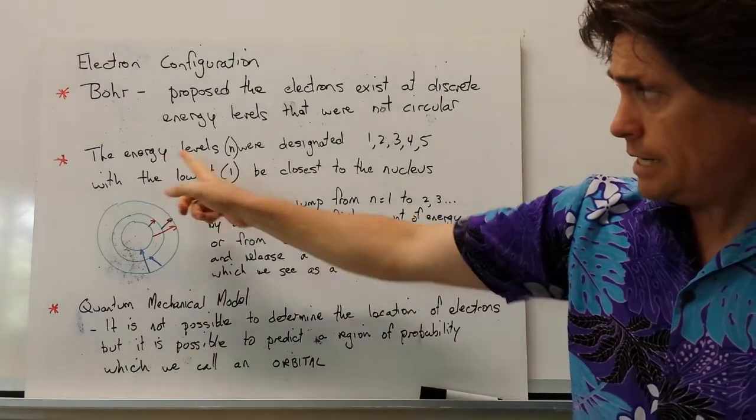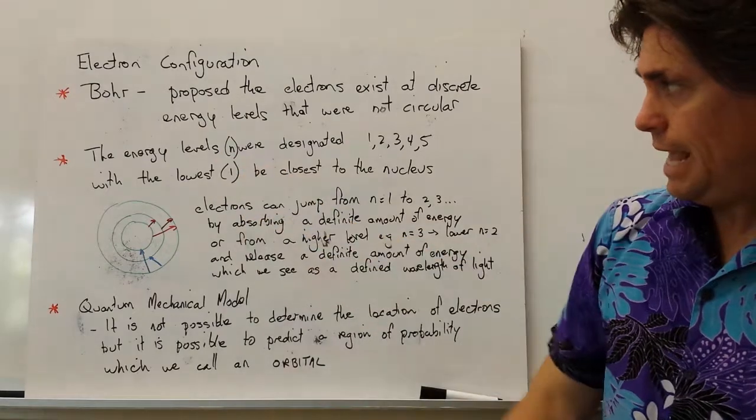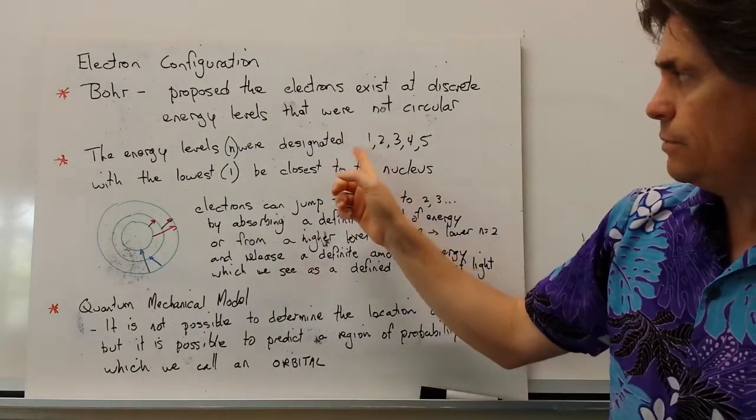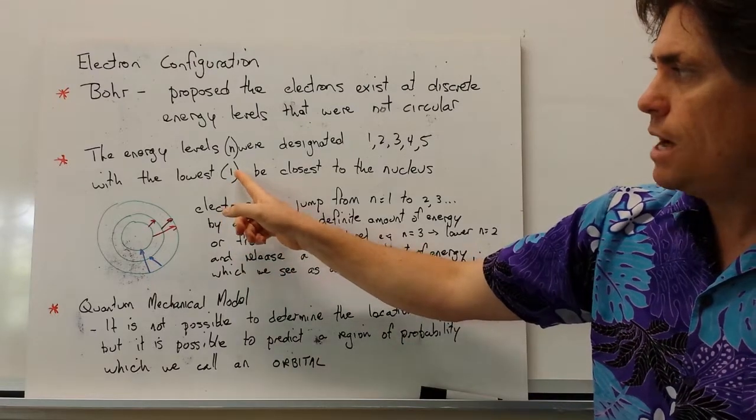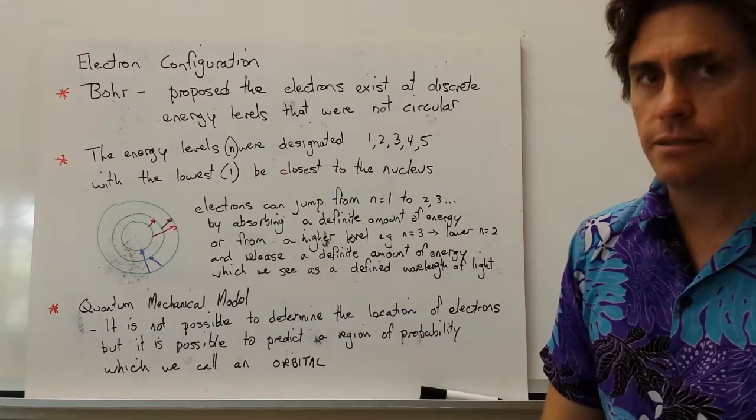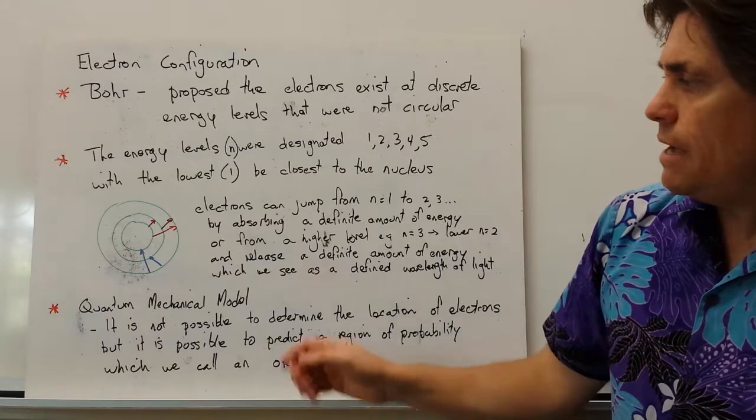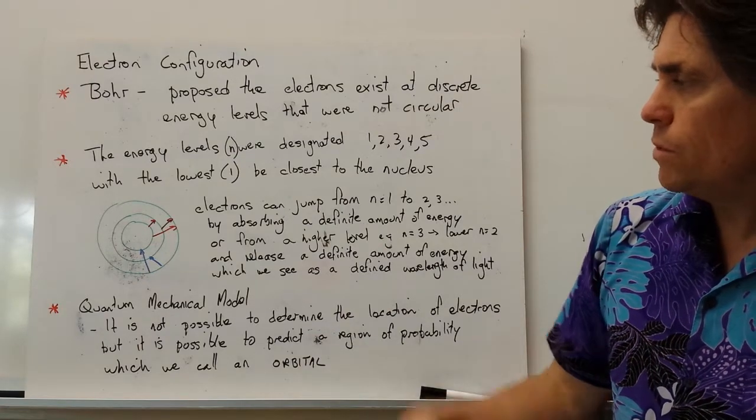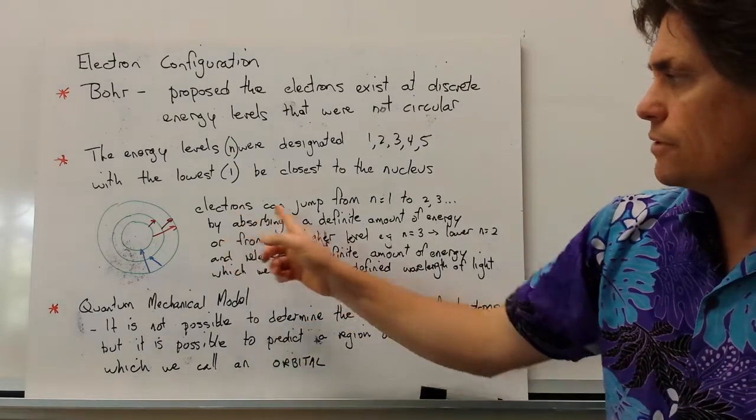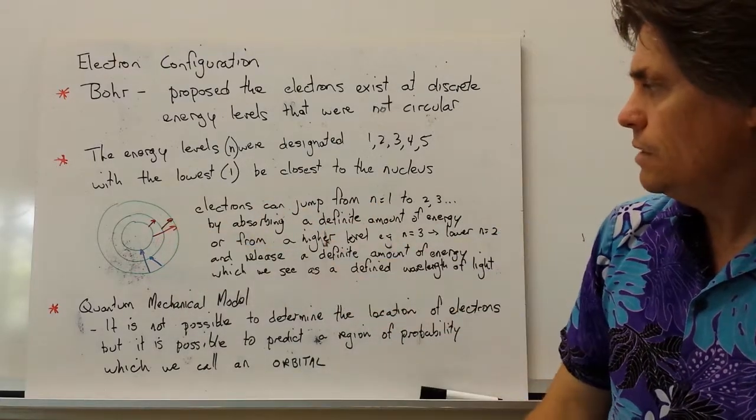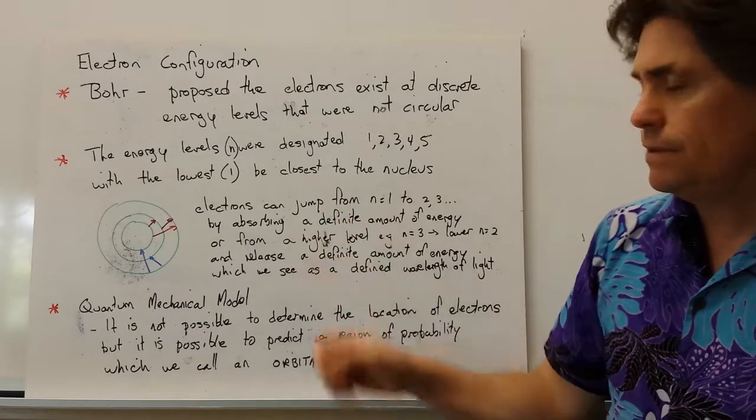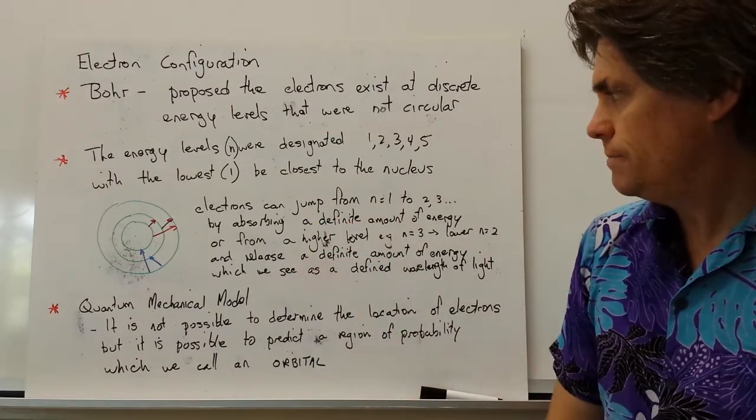He designated these energy levels with the symbol n, and he said that we have energy level 1, 2, 3, 4 and 5, and the lowest energy level, number 1, was closest to the nucleus. What he found in his experiments, and what he proposed based on that, was that electrons can jump from a lower energy level to a higher energy level by absorbing a definite or discrete amount of energy.